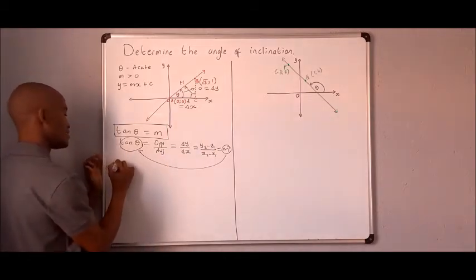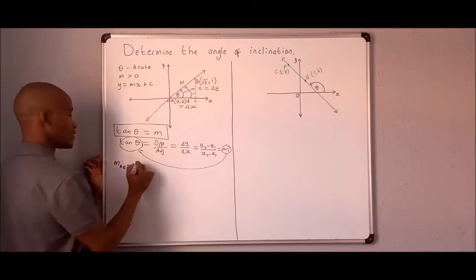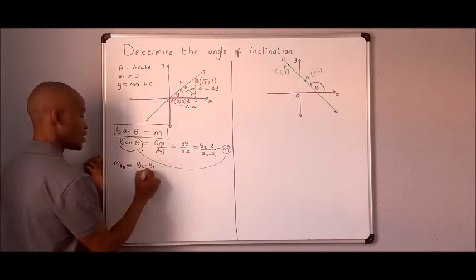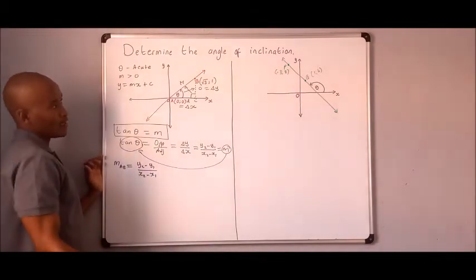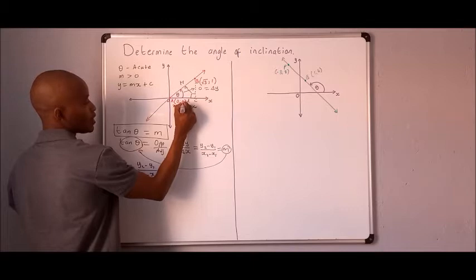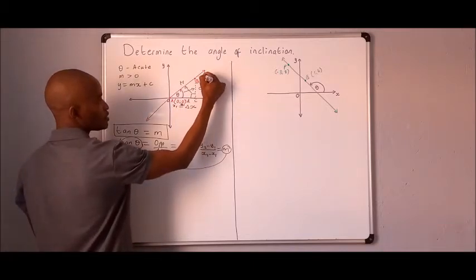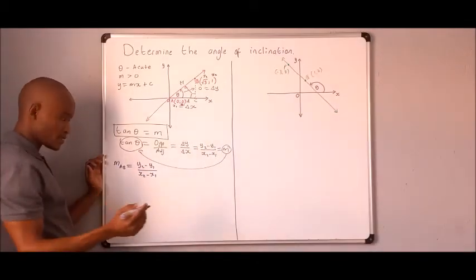Let's get the gradient AB, the gradient of line segment AB. Okay, y2 minus y1 over x2 minus x1. So I'm going to make this x1, y1. This is my second point, I'm going to make it x2, y2. Correct substitution leads you to the correct answer.